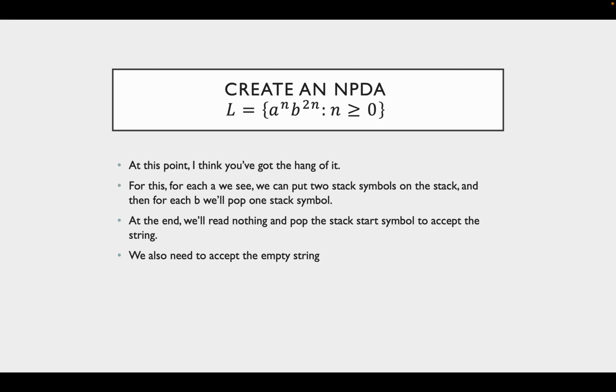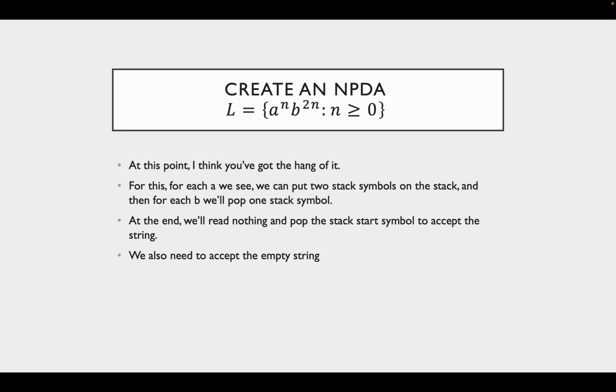At this point, I think you've got the hang of it. So for this, we're basically just going to do the following. For each A that we see, we can put two stack symbols on the stack, and then for each B, we'll pop one stack symbol. At the end, we'll read nothing and pop the stack start symbol to accept the string. We also need to accept the empty string.